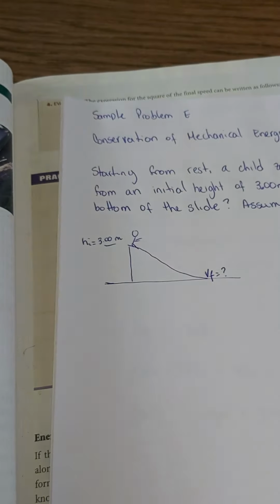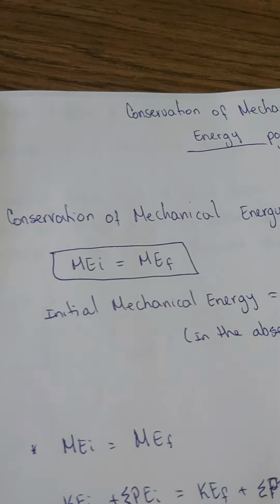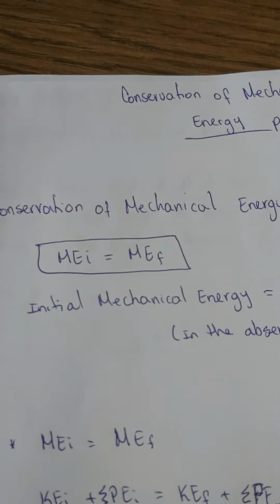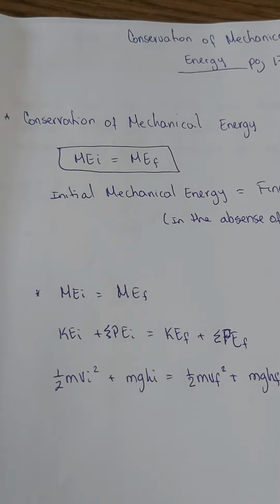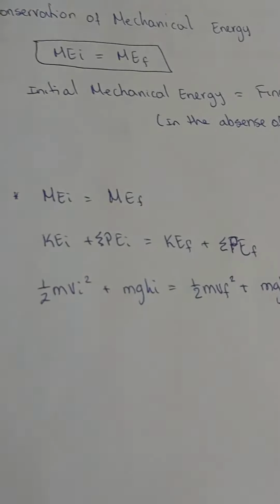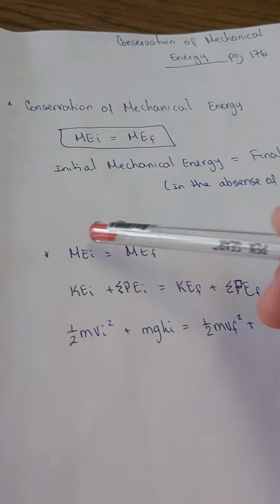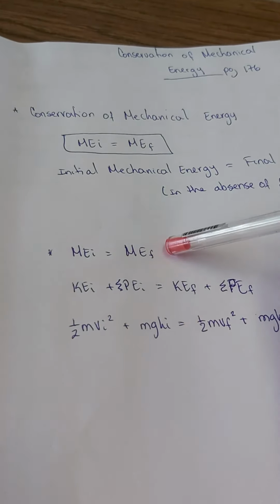Okay, guys, so today's lesson, conservation of mechanical energy. The formula for the conservation of mechanical energy states that the initial mechanical energy is equal to the final mechanical energy. And this is true in the absence of friction. So we have initial mechanical energy equals final mechanical energy.